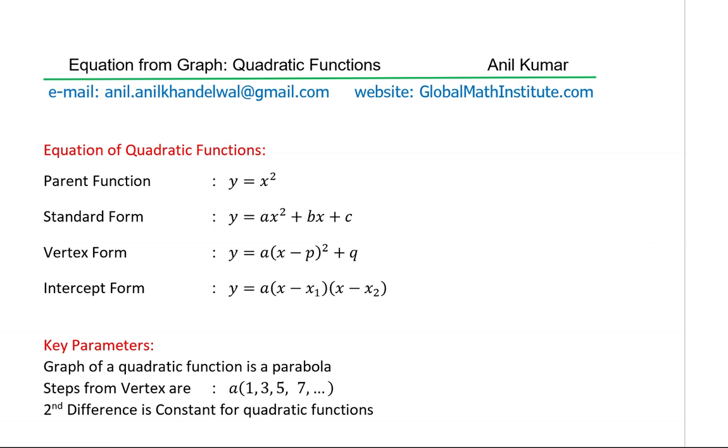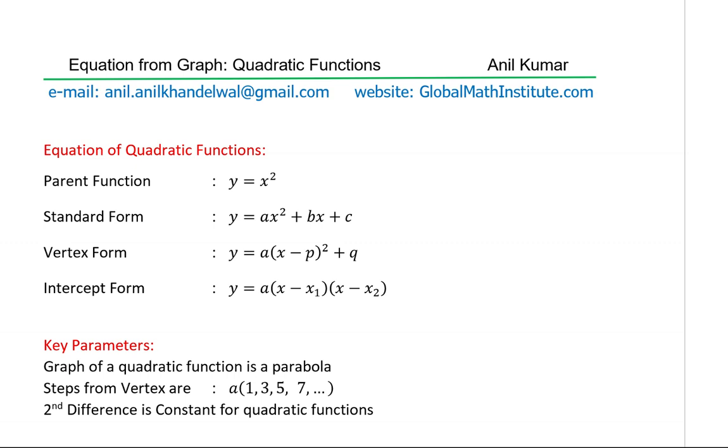These are the key parameters which we should keep in mind while working with quadratic functions and their graph, which looks like a parabola. The graph of a quadratic function is a parabola. Steps from the vertex are a times 1, 3, 5, 7. I will elaborate on this point as we write the equations from the graph. The second difference is constant for quadratic functions. As you know, the first difference is constant for linear functions.